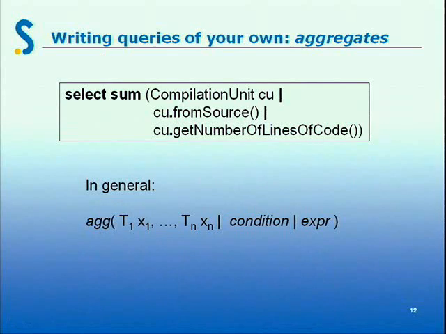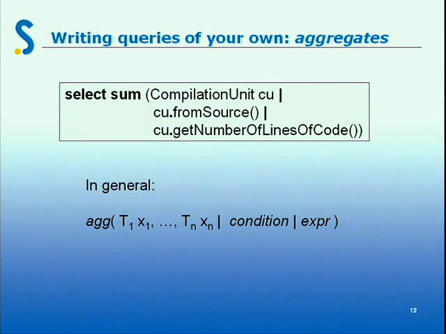Of course, there are various other features in .QL that you need in order to write basic queries. I've shown you a lot of metrics, and if you want to have metrics, then you will need to sum things, take maximums, minimums, and so on. In .QL, you might write a query for finding the total number of lines of code, for example, by selecting the sum over all compilation units.